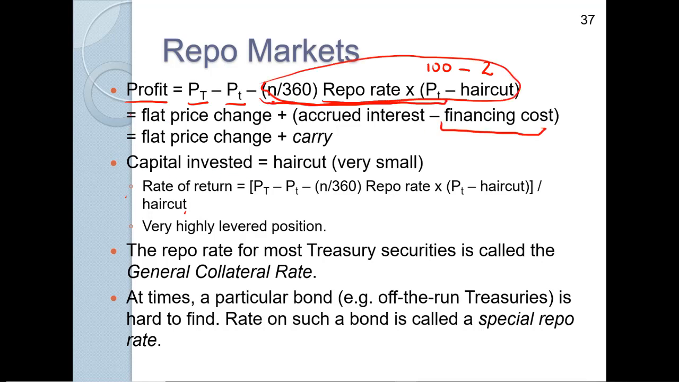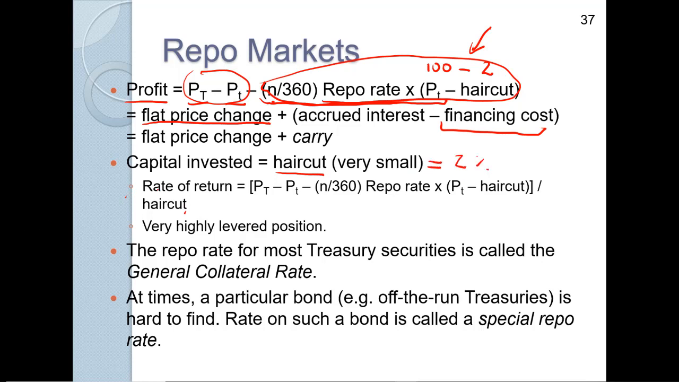So another way to see this is that we're going to have the flat price change, which is going to be this, plus some accrued interest minus financing cost that is going to be represented by this quantity here. Or basically the flat price plus the carry, and the carry is that second part. So how much capital did you invest? You invest just the haircut. That's really important because remember, this thing is about 2% total transaction.